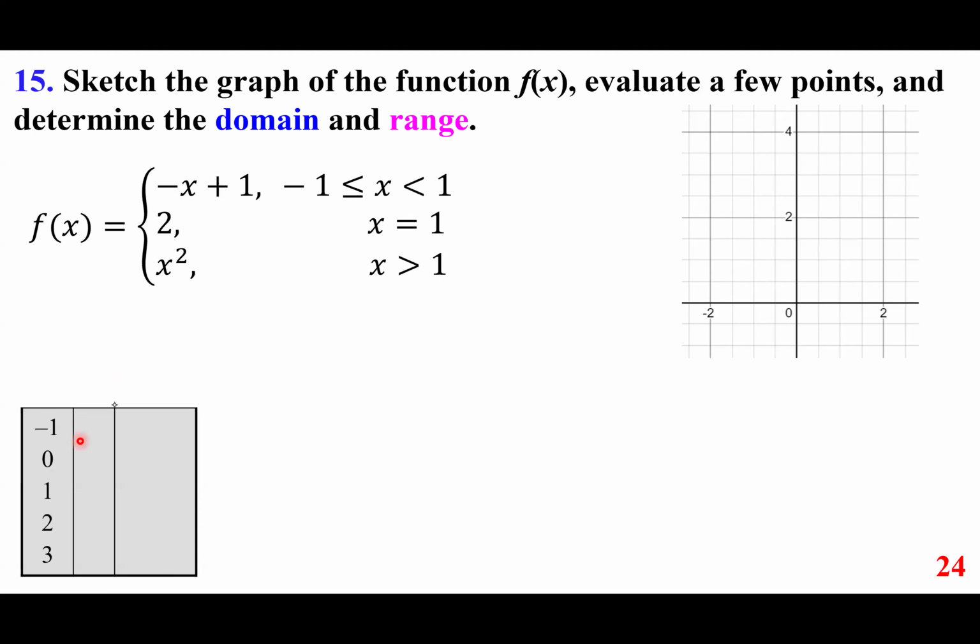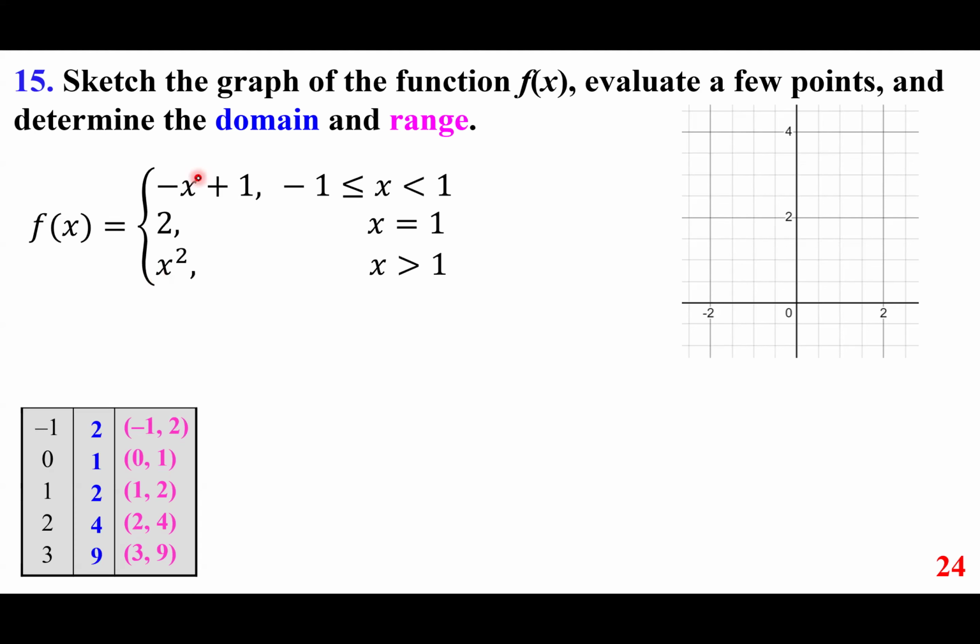Zero is in between, so I get 1. 1 is this one, gives me 2. For x larger than 1, it's here: (2, 4), (3, 9), (4, 16), and so on. So those are the points. These are the pairs. You can use those pairs, those are fine. But I'm going to look at just the top piece.